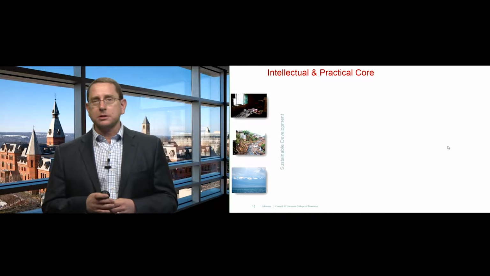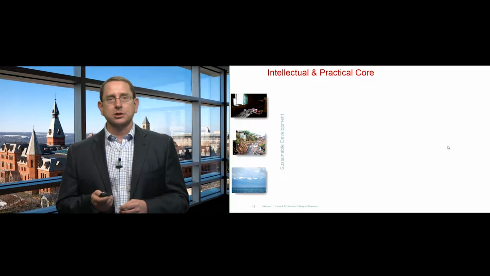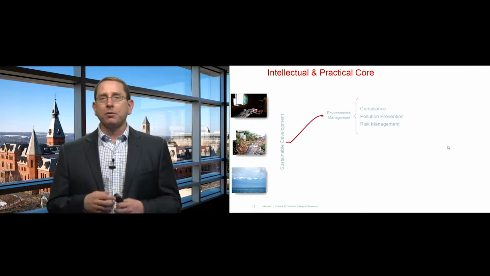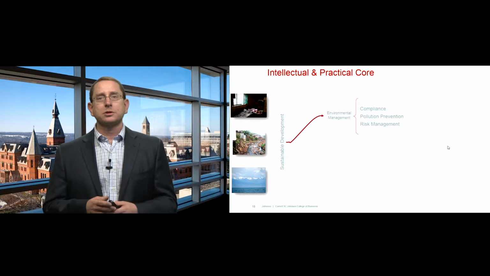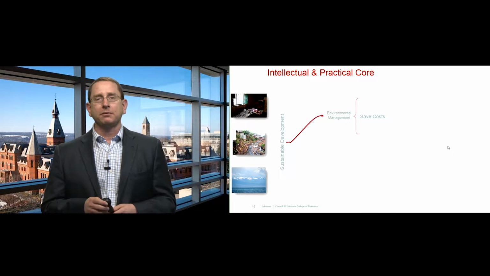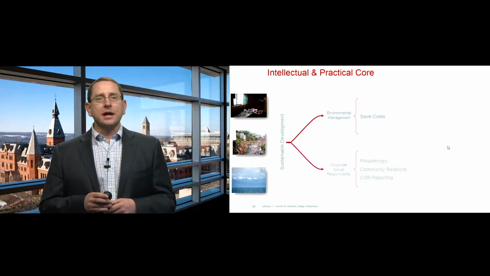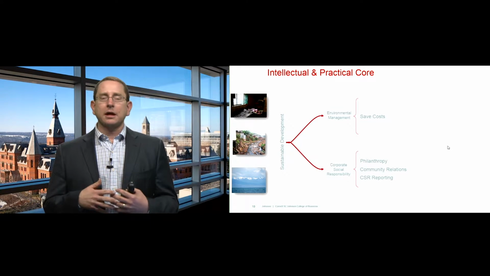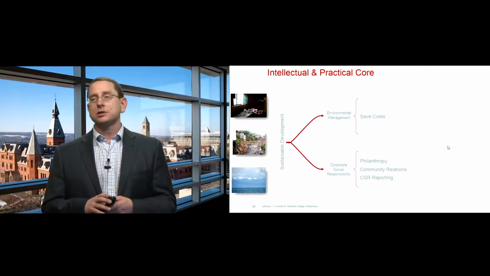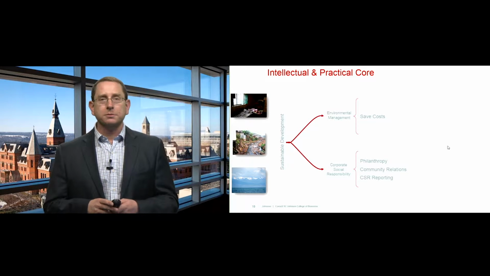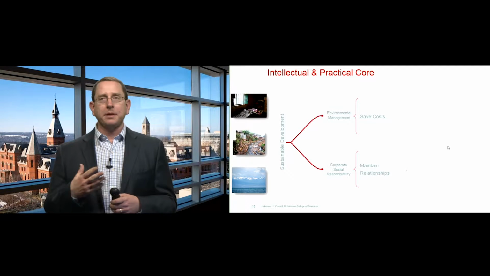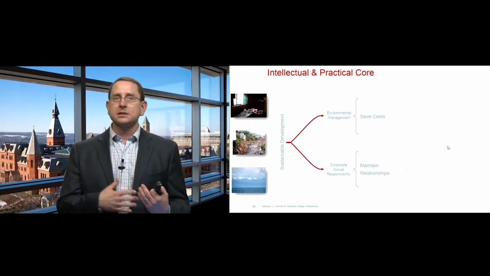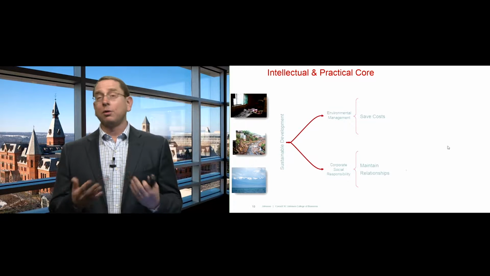And really, when you look at companies, there's three ways that companies tend to approach these issues. One is they look at it from what we'll call an environmental management perspective, looking at the issues from a compliance or a pollution prevention or a risk management perspective. And this is really driven by the desire of companies to save costs. The second way is where companies are looking at it from a philanthropic or community relations or a corporate social responsibility reporting perspective. And there, that corporate social responsibility perspective is really fundamentally about maintaining relationships, both with communities and government and with their own employees.